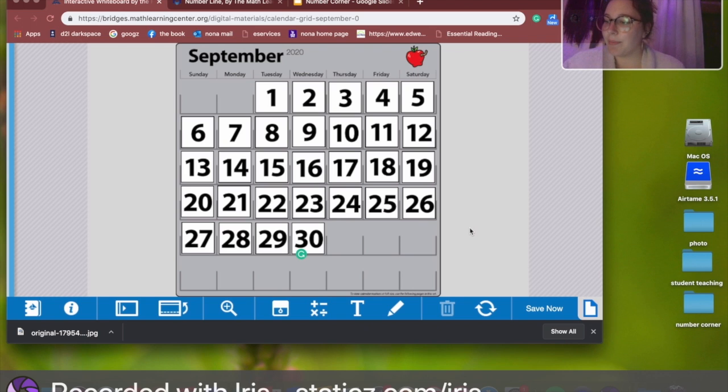All right. We are going to go to today's date, which is the 22nd. Except we are going to pause a couple times to observe what is happening in the calendar. September 1st, September 2nd, September 3rd. What are you noticing? Write that down in your notebook.